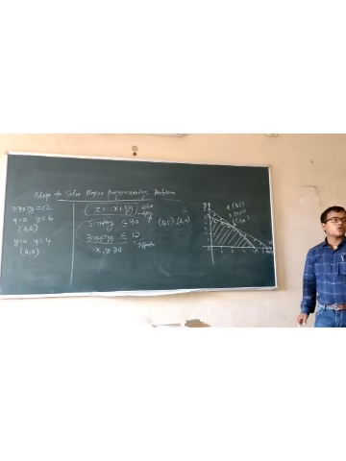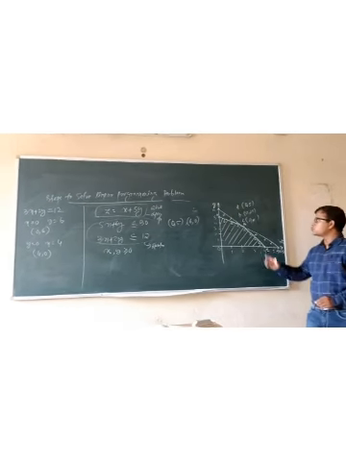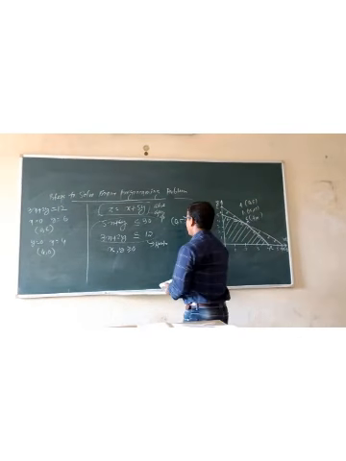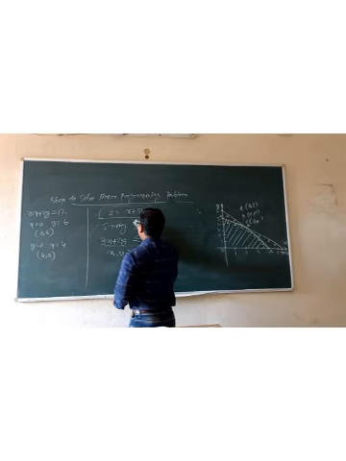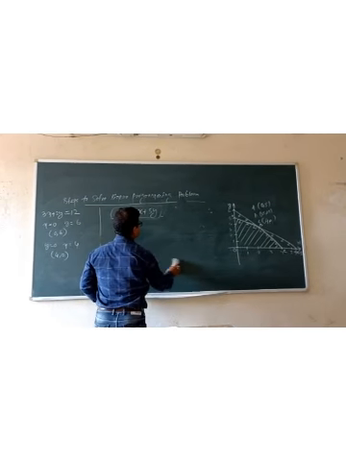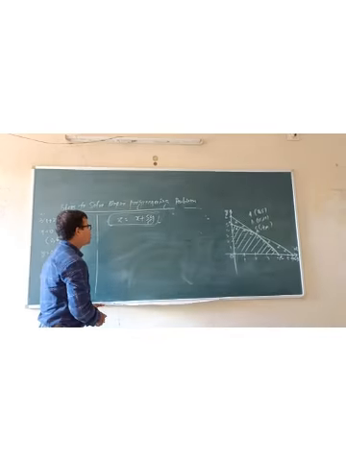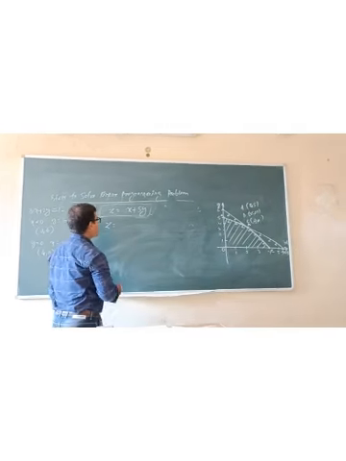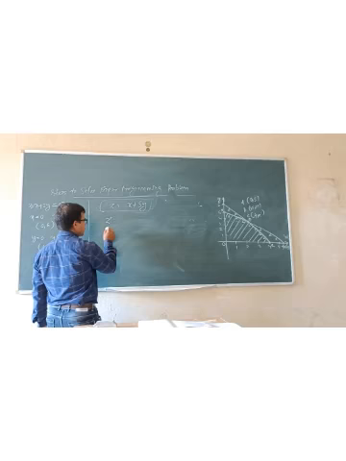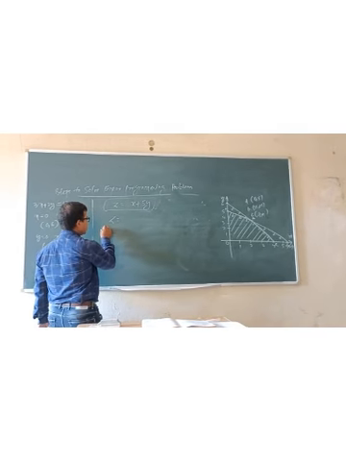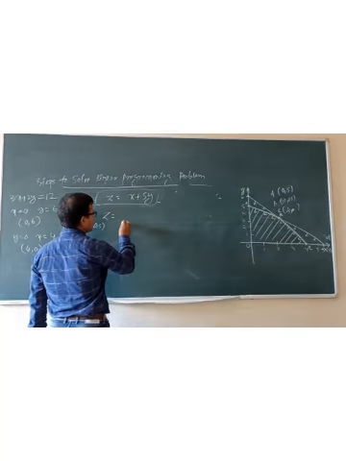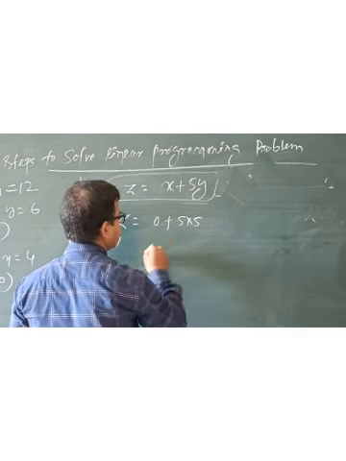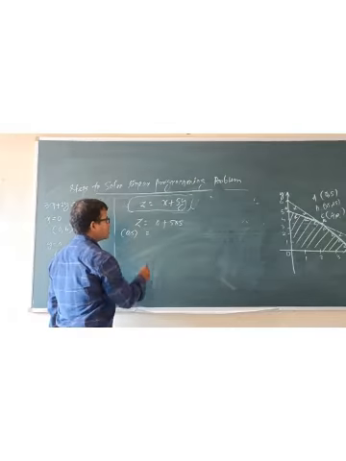After identifying all the 3 points, you have to put all the values in the objective function. What is our objective function? That is your z equals to x plus 5y. So you have to first put the value of the first point, A, that is your 0, 5. That means you have to put x equals to 0 plus 5y. 5y equals to 5 into 5. That is your 25.